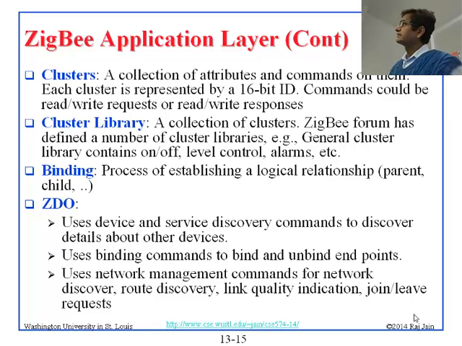And then there is the general cluster library, which is a generic kind of thing, which contains many of the things such as on-off, level control, alarms, etc., which are used in the remote control. And that's how ZigBee started life, actually, as a remote control of lights in homes. And then binding, the process of establishing the logical relationship, parent to child, etc. So when you have a network, you have the coordinator, you have the routers, you have the leaves. That relationship is binding.